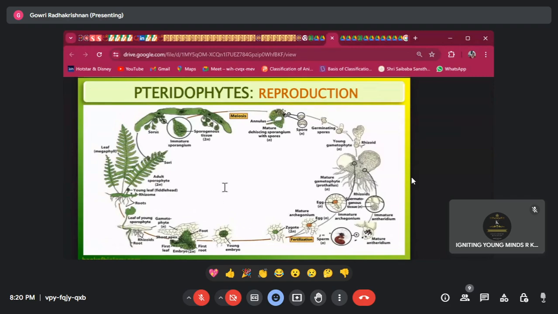You have the cycle here. From the sporophyte, the thallus is formed. Then from this, the adult sporophyte is formed. That cycle is given here.